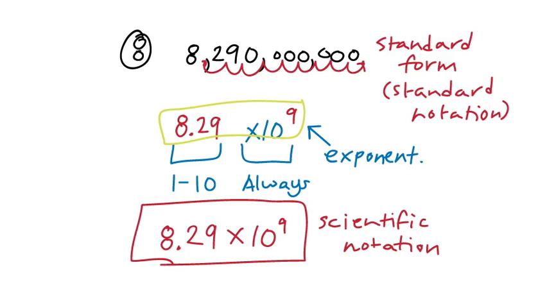Okay, so again, pause it, play this video back, remember the steps. We need this number to be between 1 and 10 by moving a point and placing it there. We always have times 10, and then the exponent came as a 9 because we would have to move this point here 9 places to the right to get the original number. Okay, so that was question number 8. Let's take a look at number 9.